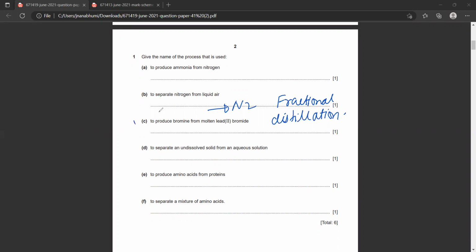The next question is to produce bromine from molten lead bromide. Lead bromide, PbBr, because the valency is 2 for lead and -1 for bromine, so it will be PbBr2. So we have to produce bromine gas, and for that we will use electrolysis. It is of 1 mark only.